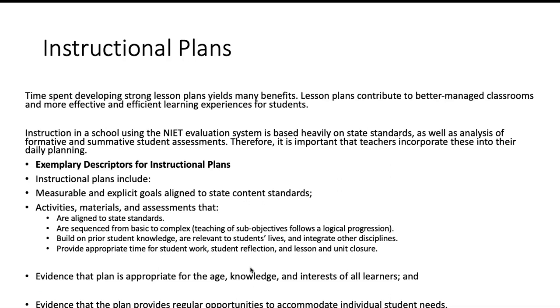Evidence that the plan is appropriate for the age, knowledge, and interest of all level learners, right? We want to make sure that everything's not too easy or too hard, and the evidence that the plan provides regular opportunities to accommodate individual student needs. So obviously I'm going to need to see accommodations for your students with learning disabilities, English as a second language, your higher achieving and lower achieving students.